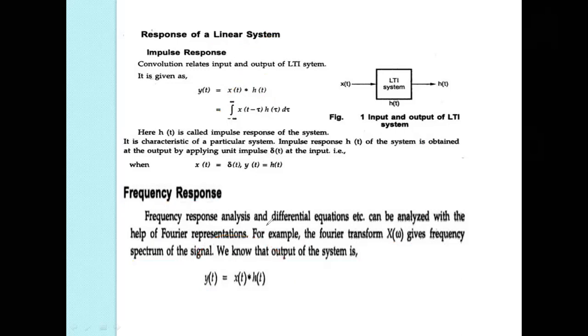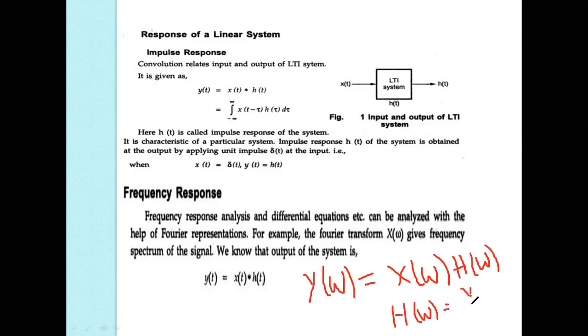The frequency response analysis and the differential equations, etc., can be analyzed with the help of Fourier representations. For example, the Fourier transform X of omega gives the frequency spectrum of the signal. We know that the output of the system is y of t, a convolution of x of t and h of t. Apply the Fourier transform: Y of omega is equal to X of omega into H of omega. What is the transfer function? H of omega is equal to the output Y of omega over the input X of omega.